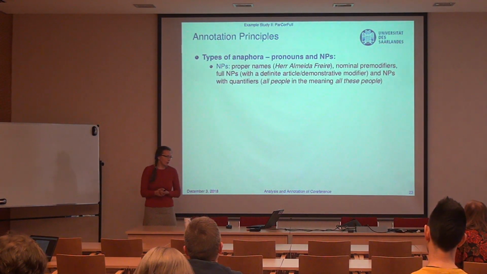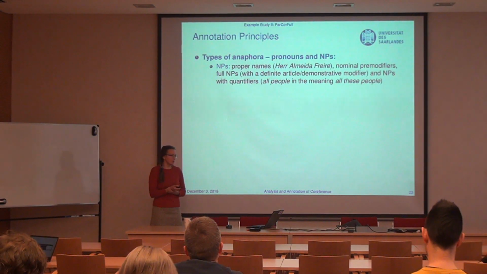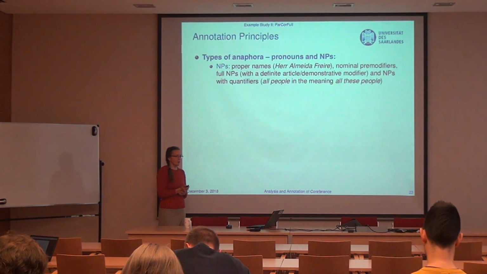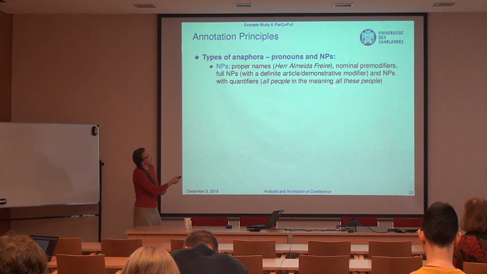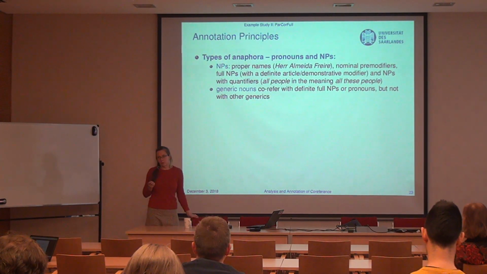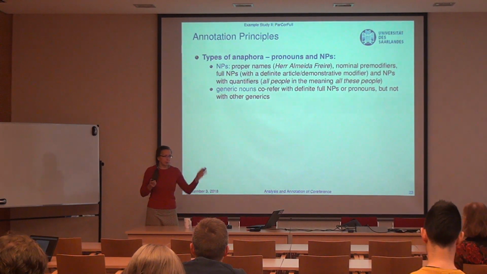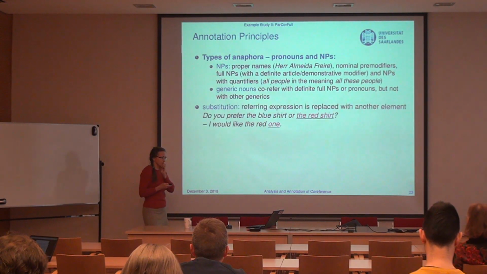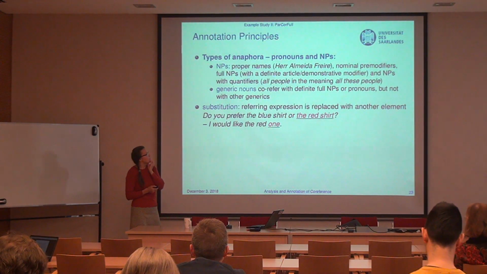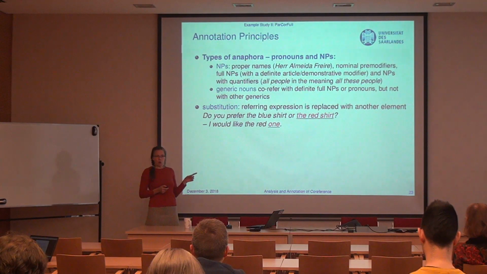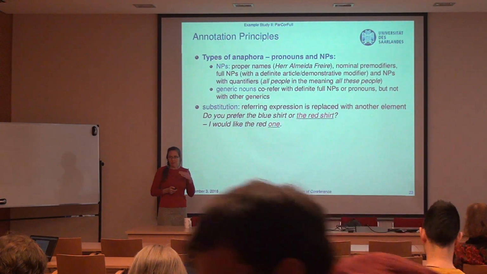Nominal phrases include proper nouns and also nominal premodifiers, full nominal phrases with definite article, demonstrative modifier, nominal phrases with quantifiers such as all people in the meaning all these people. We have generic nouns, but only if they co-refer with definite full nominal phrases. Yeah? So if we have repetition of generic, then we don't include them into a coreference chain. Then we have substitution. So a referring expression is replaced with another element. This is something which is mostly not included into coreference annotation because it's not really coreference.